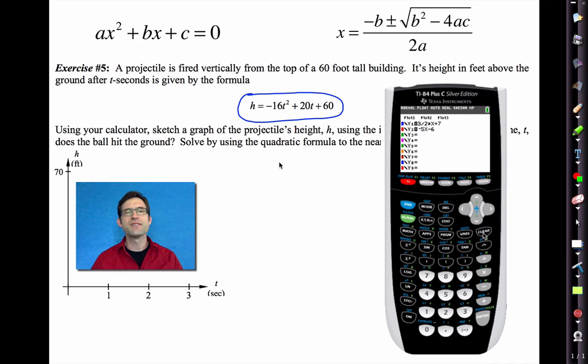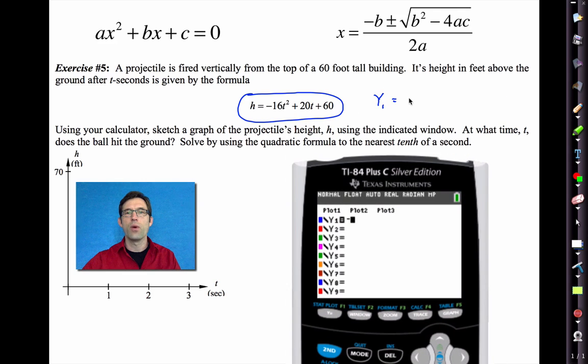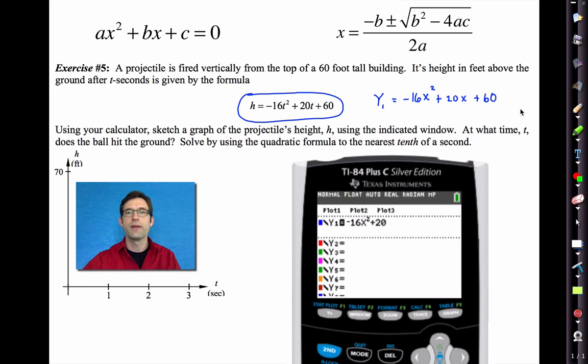Now, I realize that this is h equals and there's a t, but what I'm going to be putting into my calculator is y1 equals negative 16x squared plus 20x plus 60. All right, so let me put that in. Negative 16x squared plus 20x plus 60. As always, once you've got that equation in there, make sure to look at it carefully. Make sure it's correct.